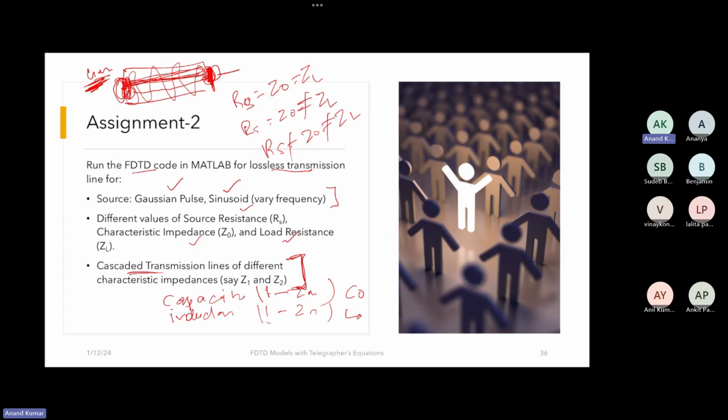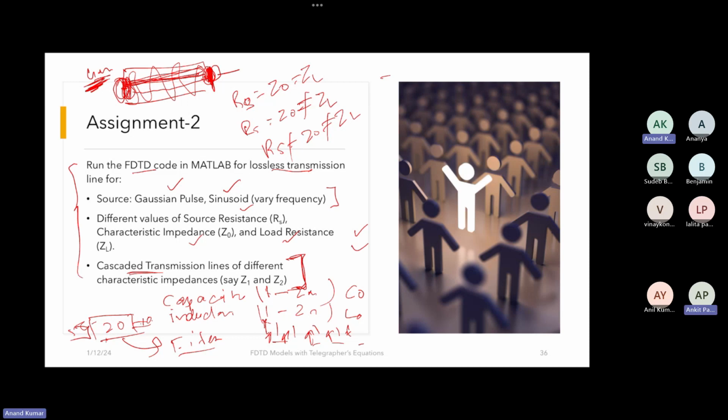What you can do is break this array into smaller parts, put different capacitance and inductance values, and then you can model a cascaded transmission line of different impedances. For example, 50 ohm, 20 ohm, 10 ohm, something like that. If you are able to implement this, you will essentially be implementing a filter. So this is what I expect everybody to run the code and see for different variables. For the Q factor, we'll study in the next class.